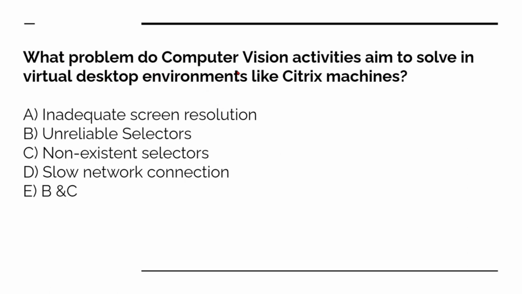What problem do computer vision activities aim to solve in a virtual desktop environment like Citrix machines? Inadequate screen resolution? No. Unreliable selectors? Yes. Non-existent selectors? Yes. Slow network connections? No. B and C. Now tell me which is the right answer. In this video I have shown you at the beginning. Answer is B and C. Okay. Unreliable selectors and non-existent selectors. This is the answer. So B and C will be the right answer.